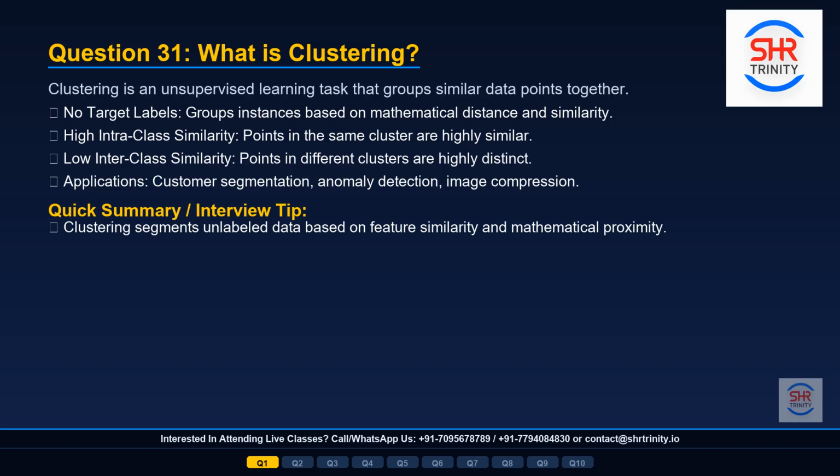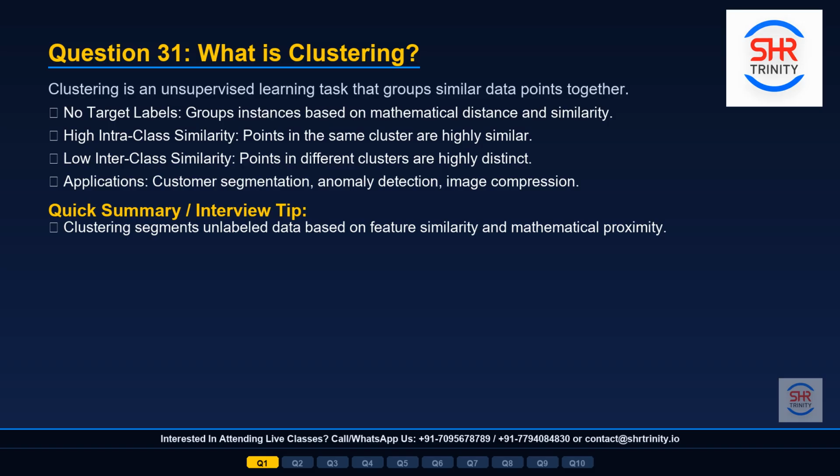The mathematical objective is twofold. First, to maximize intraclass similarity, meaning data points assigned to the same cluster should be as close or similar to each other as possible. Second, to minimize interclass similarity, meaning different clusters should be as distinct and far apart from each other as possible. Common applications of clustering include customer segmentation for targeted marketing, anomaly detection to flag unusual behaviors, document grouping, and image compression.